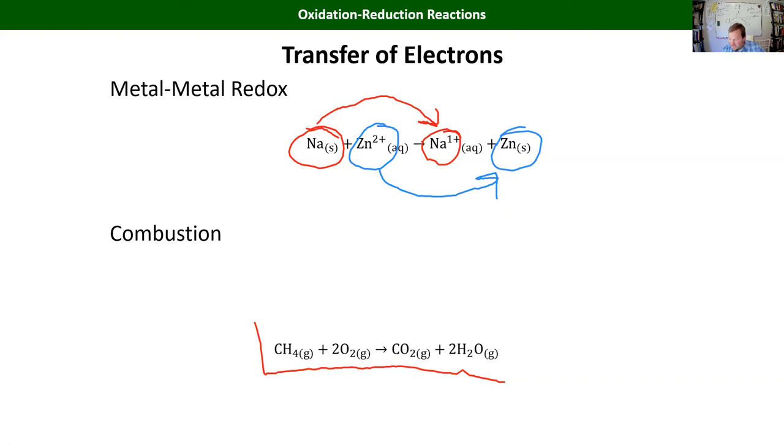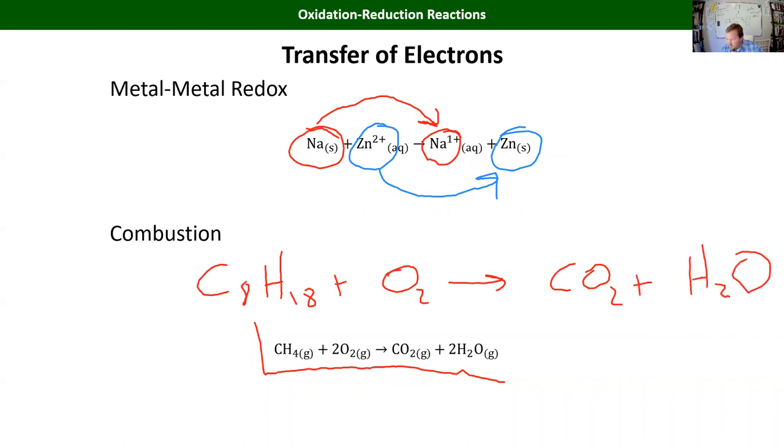For instance, if you were burning, combusting octane. Octane is C8H18, plus oxygen goes to CO2 and water. This is another case where the balancing is going to have to be different because we have more carbons per molecule in this one. But it's always plus O2 goes to CO2 and water.